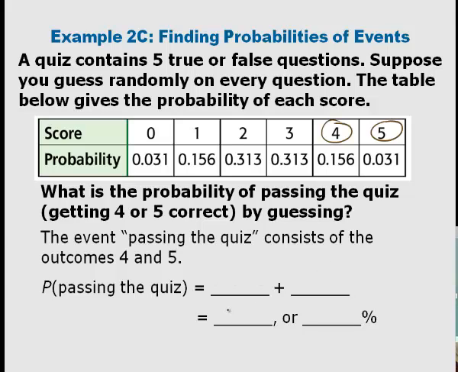So how would we do this? Think about it. Okay. Our option for 4 is 156 thousandths. If we got 5, the chance of getting 5 correct is 31 thousandths. We're going to add that together. Again, it's 187 thousandths. Decimal over 2 to get a percentage. That's 18.7%. So you have an 18.7% probability of passing the quiz with a 4 or 5 correct response if you guess out of 5 questions.